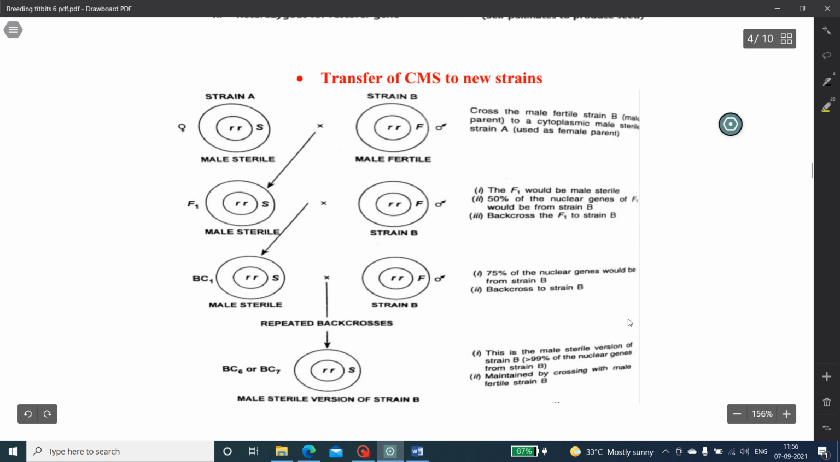In the subsequent slide, I will briefly explain how the sterility mechanism is transferred to strain A by the back crossing method, which is highly useful. If you take this diagram, strain A is the sterile line and the B line is the male fertile line. If you cross them you get only the male sterile line, that is the F1.